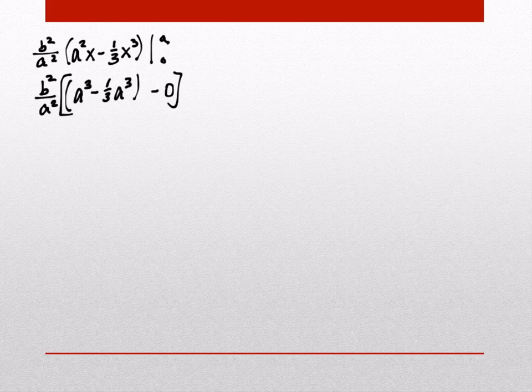So what is a cubed minus 1/3 a cubed? Yeah, it's 2/3 a cubed. So what does this give me after I'm all said and done on this? 2 what? 2/3 what? A b squared. 2/3 a b squared, or 2ab squared over 3. Okay, so that's m sub x.